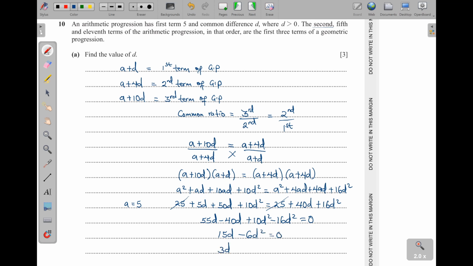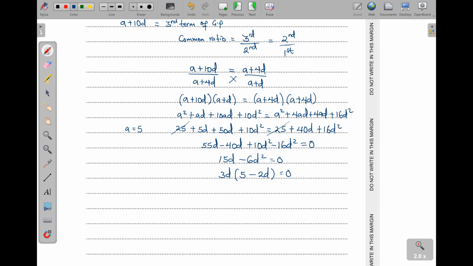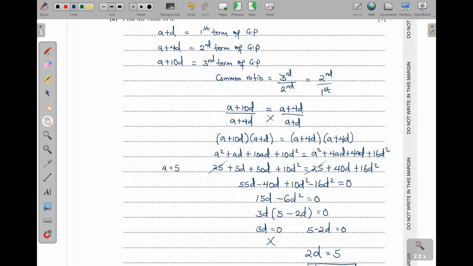Now 3d is common. That means inside here we shall have 5 minus 2d, which is equal to 0. So I can equate the 3d to 0, and then the 5 minus 2d to 0. From here, 2d is going to be equal to 5, and therefore d is 5 over 2, which is 2.5. Of course, d cannot be 0, because if the common difference is 0, that means you are having only one term. You are not proceeding to any other terms. So that is the value of d.